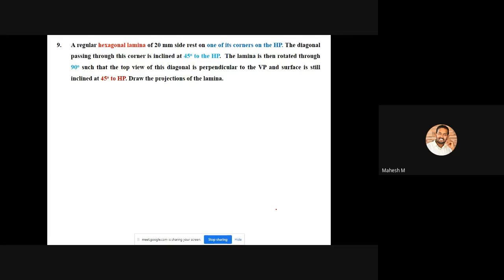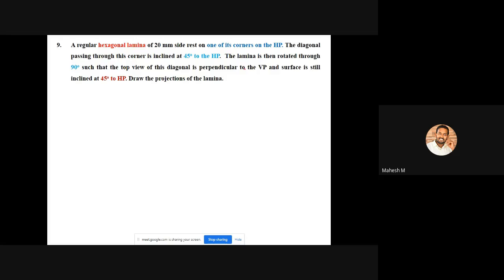Let's now draw the projections of the lamina. While looking at this problem, you are actually having two angles. One is inclined to HP, and the next angle is not inclined to VP, it is having a 90 degree angle. They didn't mention whether it is 90 degrees inclined to VP. They have simply mentioned that the lamina is then rotated through 90 degrees.